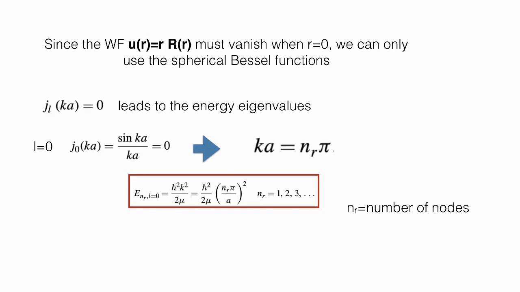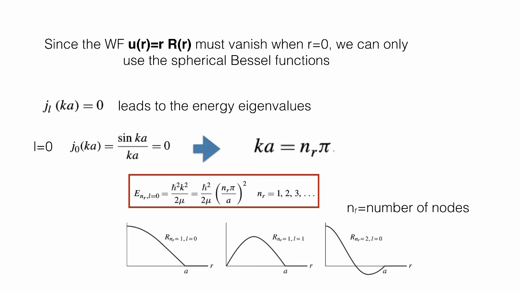In fact, these values of the momentum are obtained by n times pi over a, with n taking any value from 1 to infinity. You will also notice that the solution n equals 0 is not acceptable. Okay, so this is what we end up with.